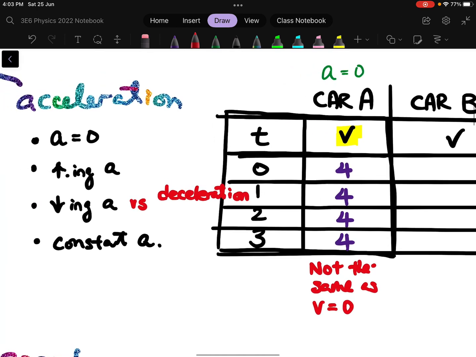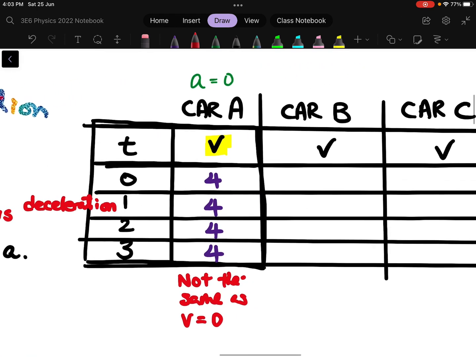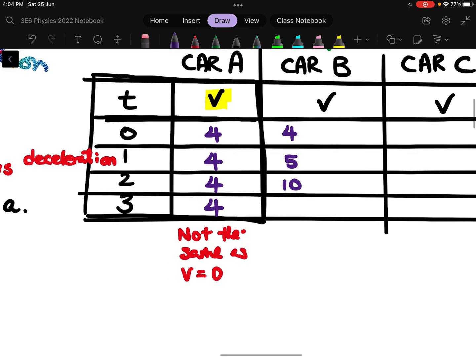Let's say in another setting, I have a car B, and car B is moving with increasing acceleration. What does it mean in terms of the velocity? Well, if car B at time equals 0 has a velocity of 4, then because there's acceleration, the velocity will rise. So let's say it rises to 5. And then in the next instance, it will rise again. But this time round, the rise is way more.